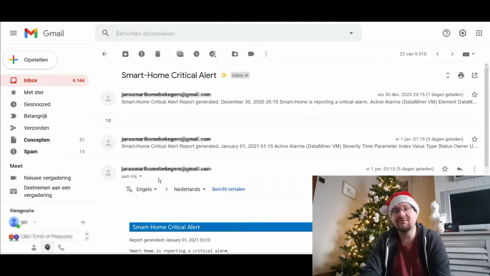You can see that I was getting emails about a critical alarm on my DataMiner setup. Every 2 hours, in fact, it was happening. So that's good. On one hand, it means my monitoring system is working and I was getting immediate feedback that something was wrong. What is bad is that the thing that was wrong was actually the server running my DataMiner.